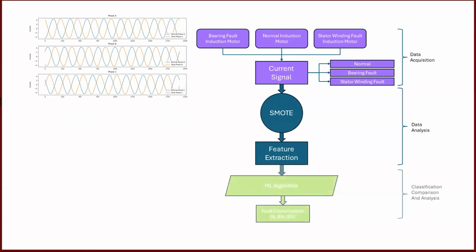This is then fed into the machine learning model where it can predict the probabilities of the faulty case or the normal case, whether it is normal, bearing fault, or stator winding. This is where the classification happens and the comparison and the analysis part takes place so that evaluation metrics can be evaluated.